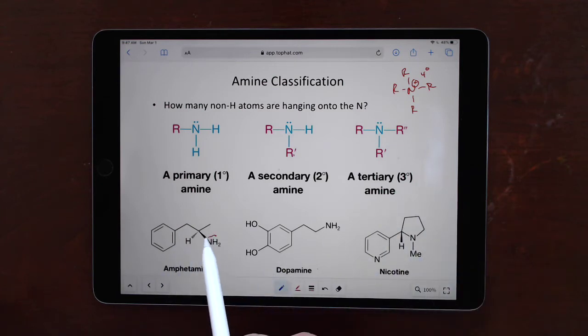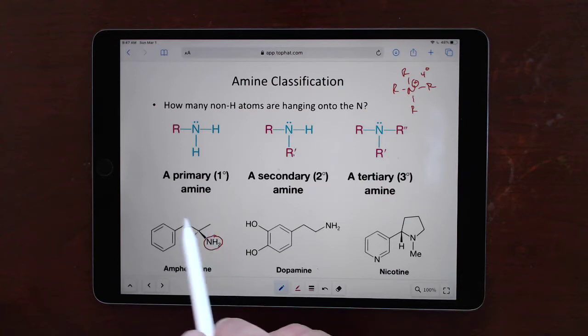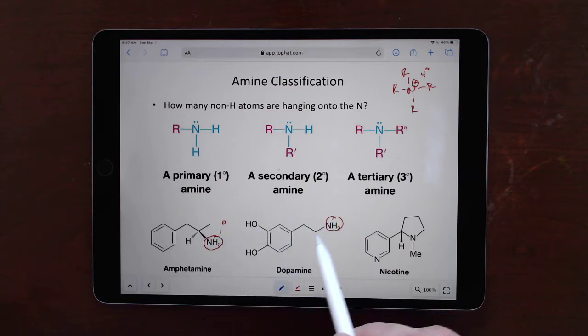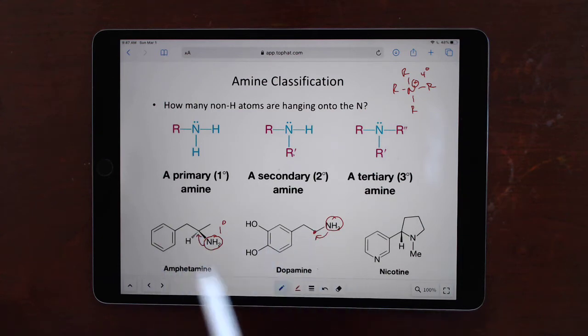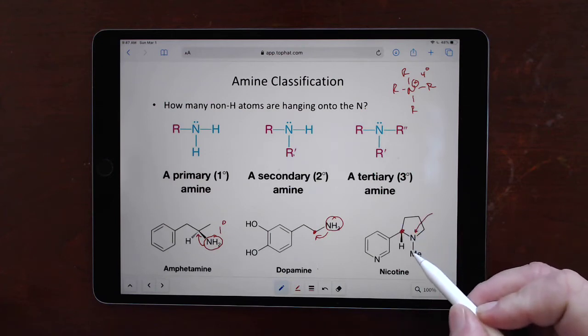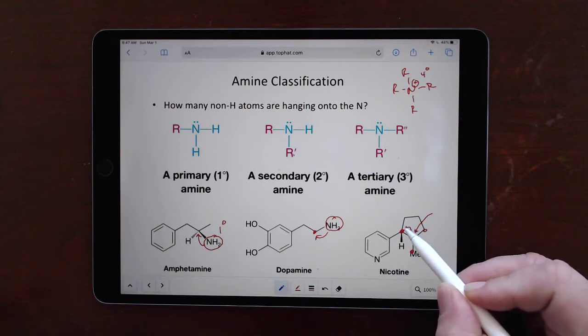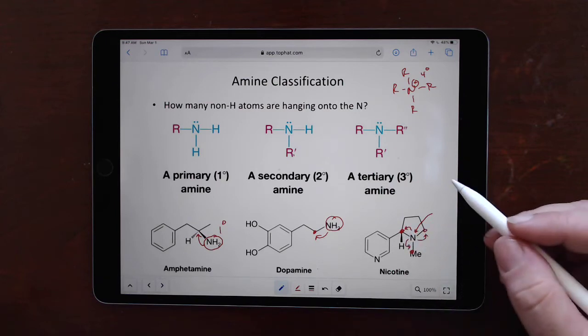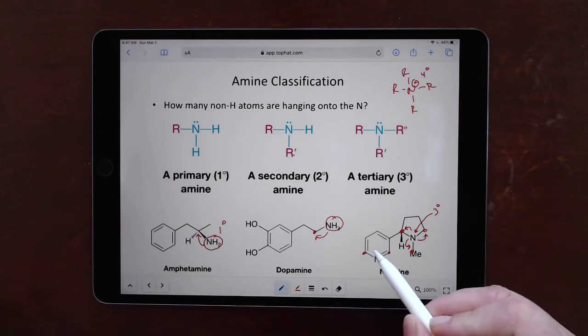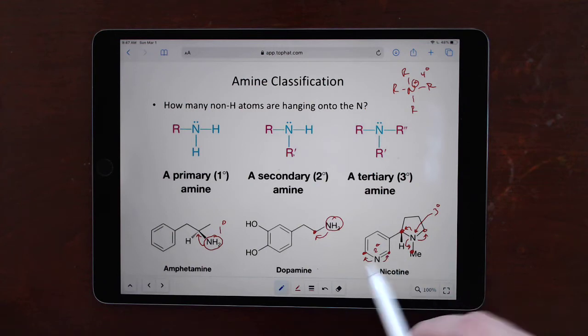So again, amphetamines are primary, right? Because they only have this one group hanging off of the nitrogen. Dopamine, again, this is a primary. This is also a primary, right? Because it only has this one thing hanging off it. It's big, but it's only one thing. Here, nicotine, so that guy there, right? It's got three groups, three non-hydrogens, so this is a tertiary. Okay? And then this one, I guess technically you could call this a secondary. But this is a little more complicated because it's part of a benzene.